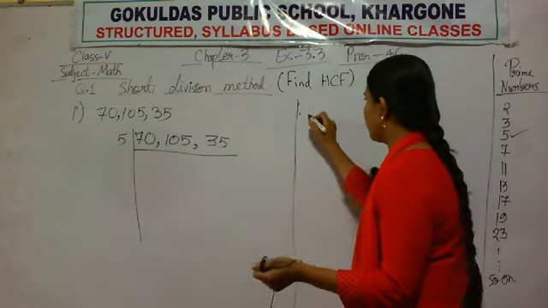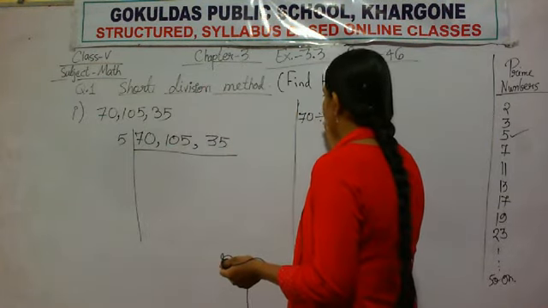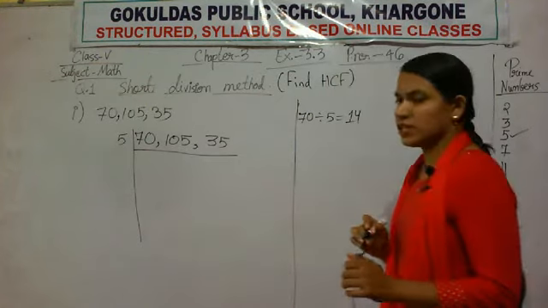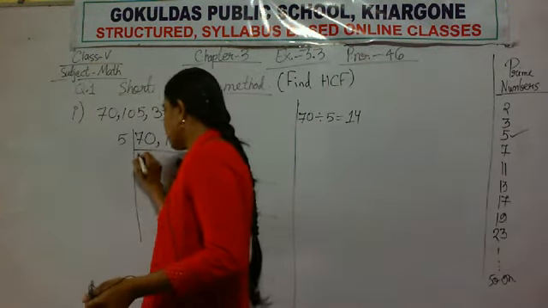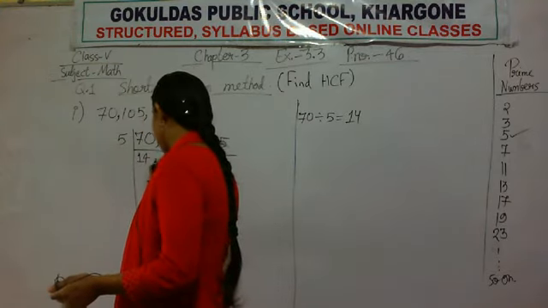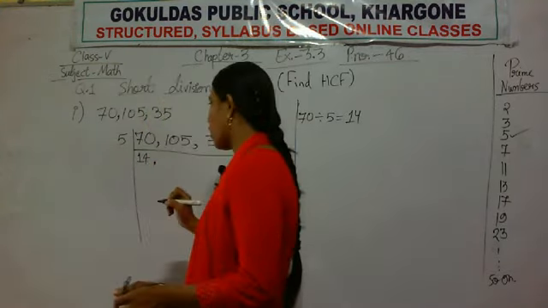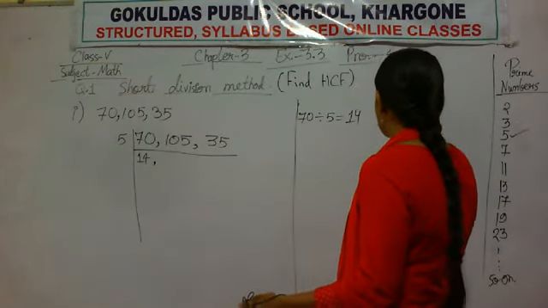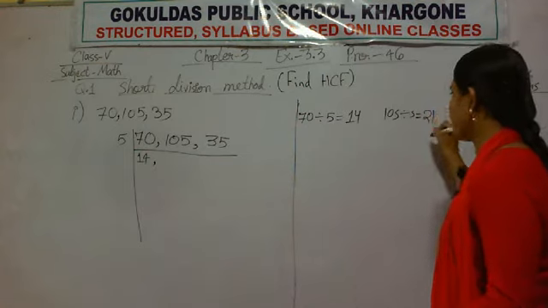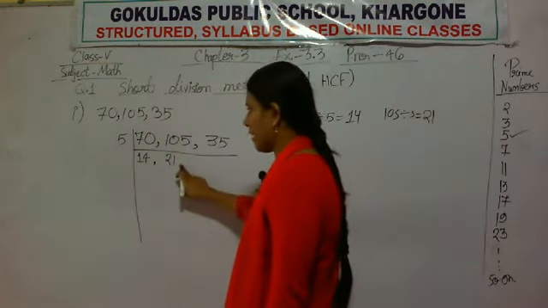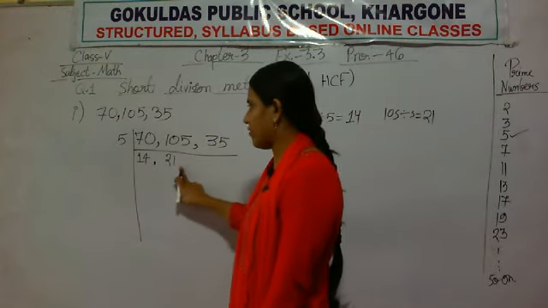Okay, so when we divide 70 by 5, the answer is 14, the quotient is 14. So I am writing this 14 below the 70. Now comma, so I am putting a comma. Now my number is 105 divided by 5. So 5 2s are 10, 5 1s are 5. So my answer is 21. So I am writing this 21 below 105.